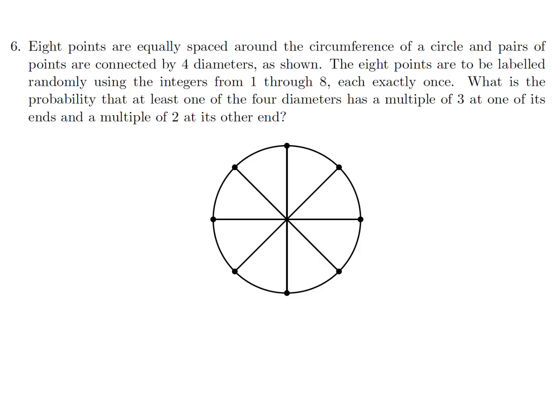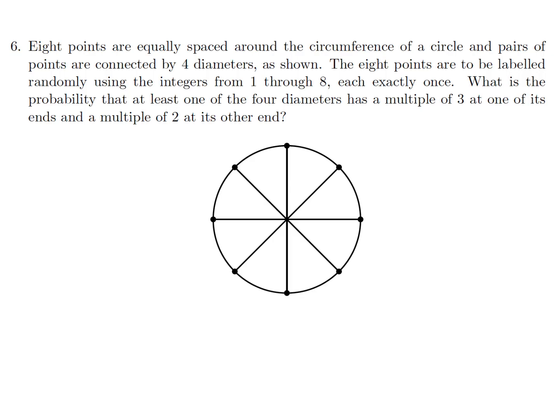Eight points are equally spaced around the circumference of a circle, and pairs of points are connected by 4 diameters as shown. The 8 points are to be labeled randomly using the integers from 1 to 8 exactly once each. What is the probability that at least one of the 4 diameters has a multiple of 3 at one of its ends and a multiple of 2 at the other end?